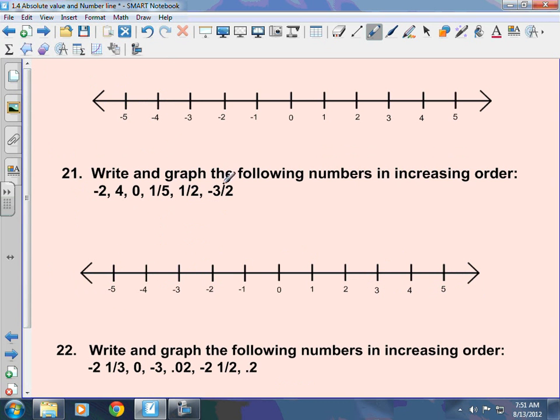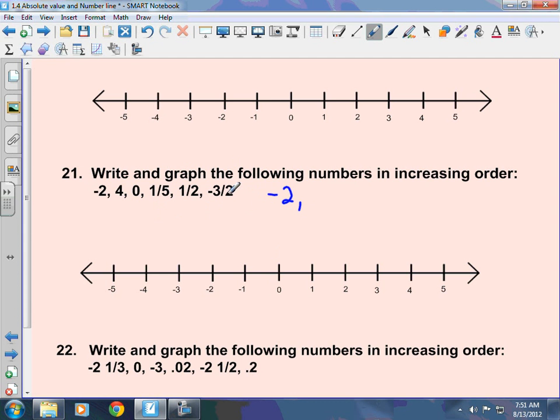Now we're going to write the following numbers in increasing order. What I suggest is that you convert your fractions to decimals. It's just going to make it a lot easier. Now, write and graph the following numbers in increasing order. So increasing means from smaller to larger. Okay, so I want to go with my smallest number. If you remember, with negatives, the bigger the negative, the smaller the number. So my first one is going to be negative 2.